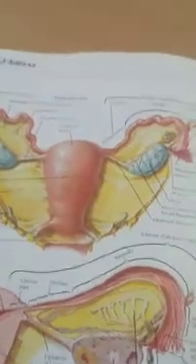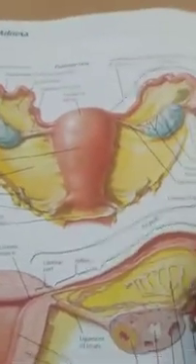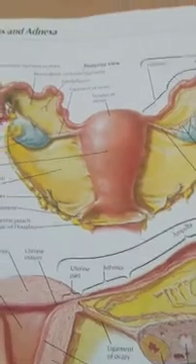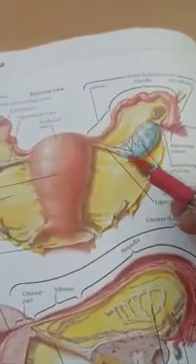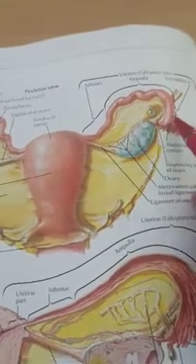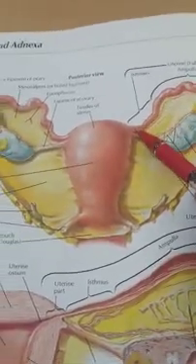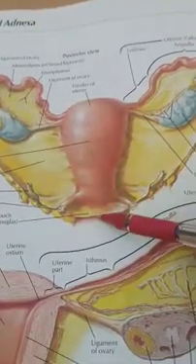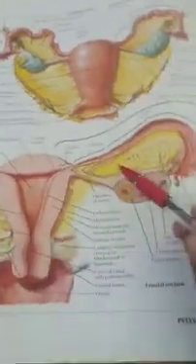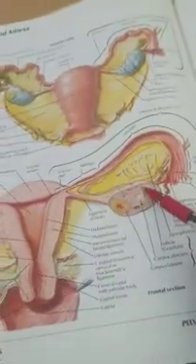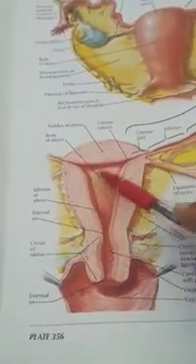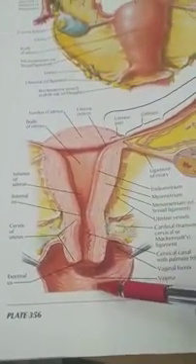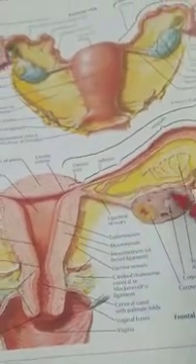Students, today we will learn about the reproductive system. First we will learn about the female reproductive system. The female reproductive system comprises the ovary, uterine tube, uterus and vagina. Here we can see the ovary, this is the uterine tube, this is our uterus, and here comes the vagina. So these are the parts of the female reproductive system.